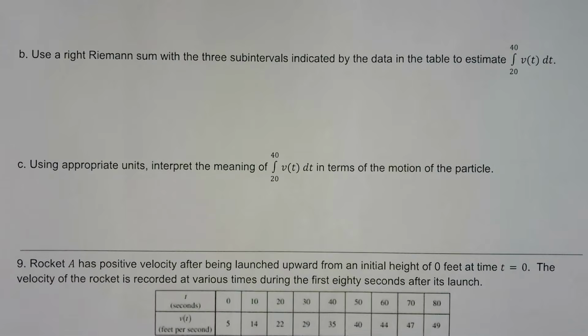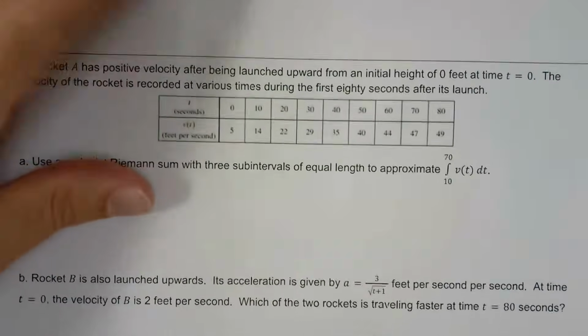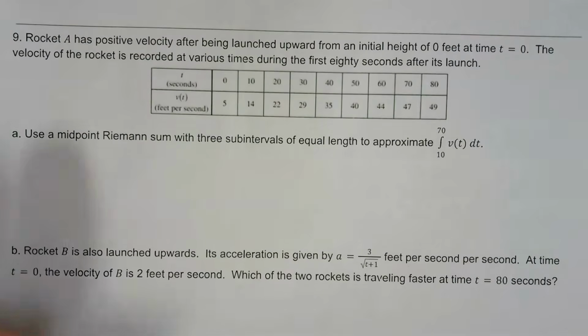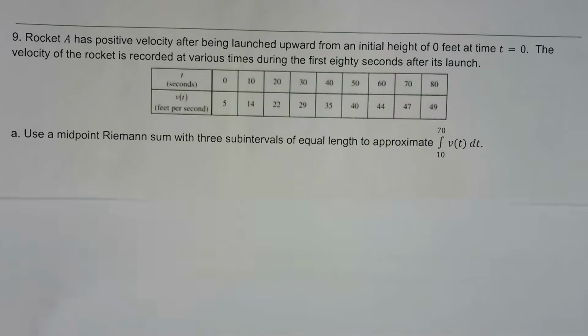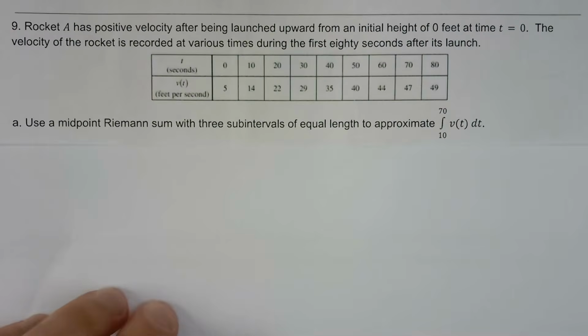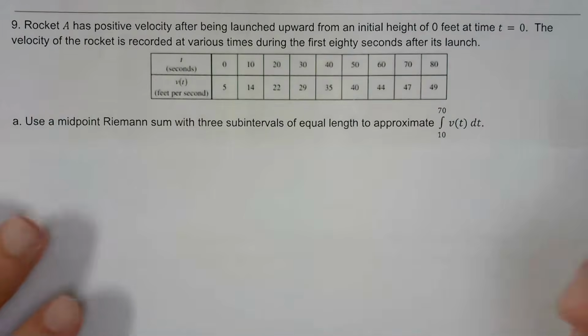All right, number 9, now we've got a rocket. Rocket A has positive velocity after being launched upward from an initial height of 0 feet at time t equals 0. The velocity of the rocket is recorded at various times during the first 80 seconds of its flight. Now, use a midpoint Riemann sum, so we're going to do another one of those. I felt the past few years that students in my class felt underprepared on midpoint sums. They're very rare in AP calculus, but they shouldn't be hard and they shouldn't be anything we're scared of. That's why I just put it on here twice.